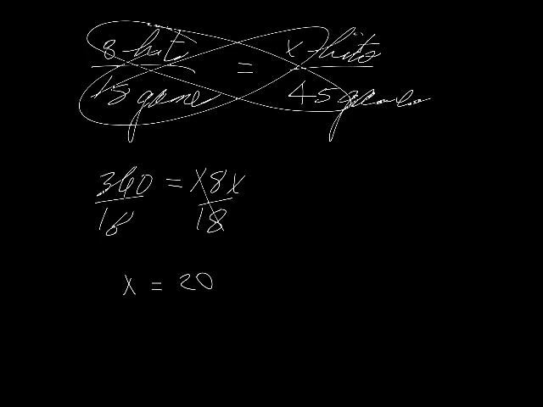So if he gets 8 hits per 18 games, that's the same as 20 hits per 45 games. Now if you take your calculator and do 8 divided by 18 and write that decimal down, and then do 20 divided by 45, you will get the same decimal. The ratios are equal to each other, and that's the nice thing about proportions.